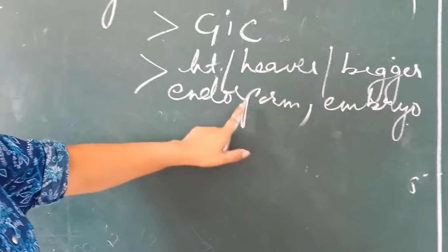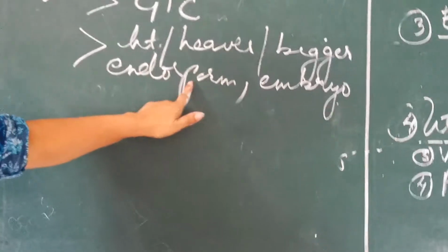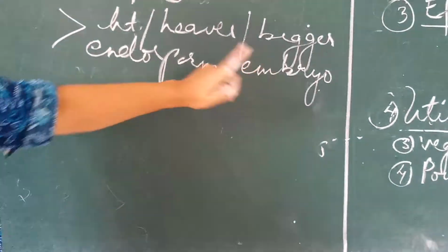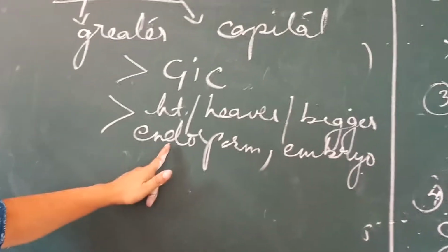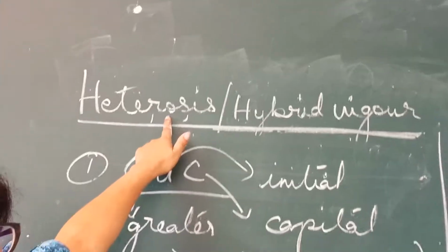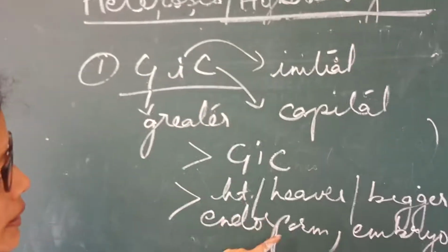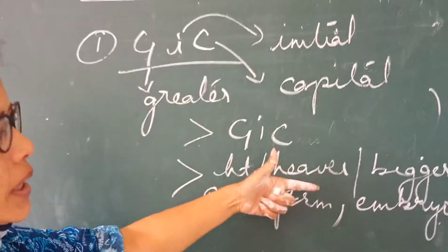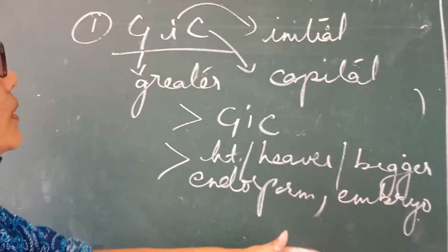Whenever a plant has a bigger endosperm, a bigger embryo, a heavier endosperm or a heavier embryo, then what happens to this plant? This plant will exhibit heterosis. This plant will show superiority. That is, when this plant grows, it will be much better than its parent. That is the first factor.